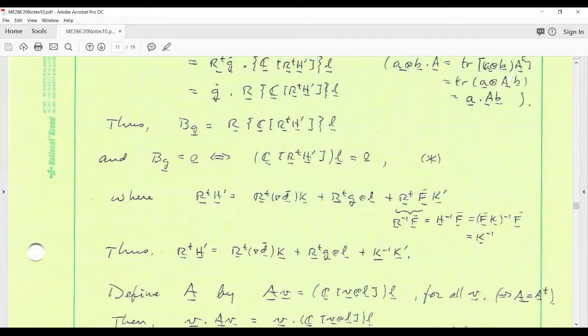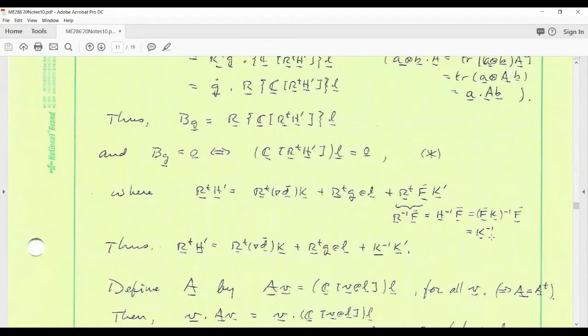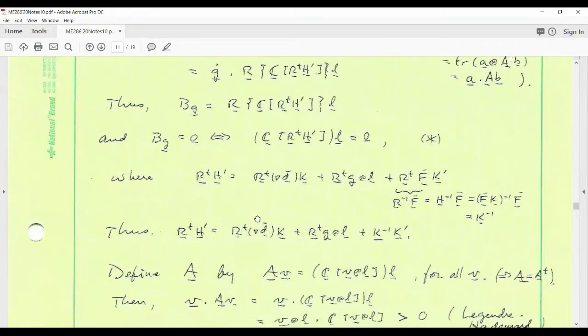This involves an R transpose F bar, which involves the small d bar, and then a K prime. R transpose is the same as R inverse because R is orthogonal. R, on the other hand, is H at the mid-surface, mid-plane. H inverse F is just K inverse evaluated at the mid-surface. So we have this conclusion here, which on the right we have this K inverse K prime.